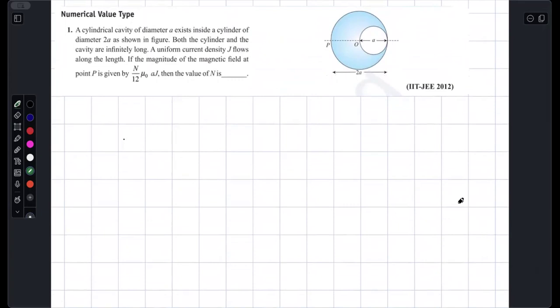Right. I think you will simply do only one thing. No? What is that? Mu naught J by 2 times, actually, the distance between them, A by 2. Right. Denominator, actually, you have 4. N by 12 is 1 by 4. N is equal to 3. Right.